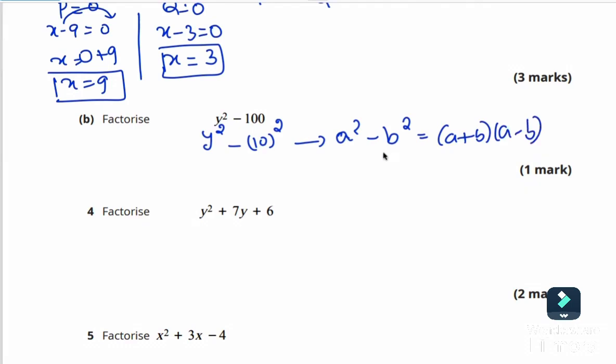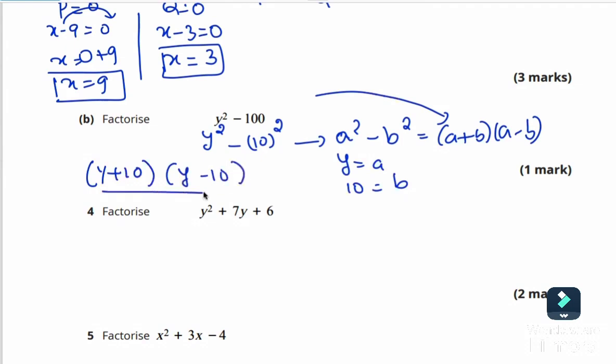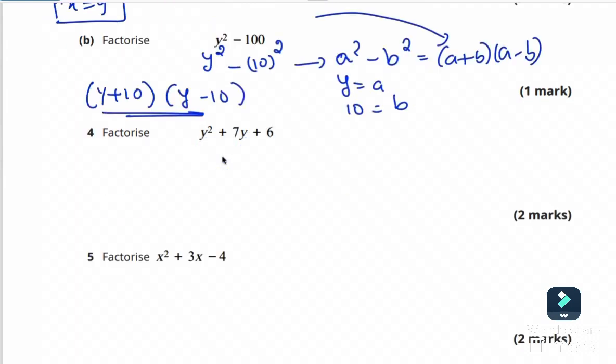You can apply this identity only when you have both of the numbers as square numbers as a whole bracket, okay? Now, my y is going to be a and my 10 is going to be b, and just express this in this form. That's all. Therefore, we can write it within the two brackets as y plus 10 and y minus 10, and this is how you can factorize this type of questions.